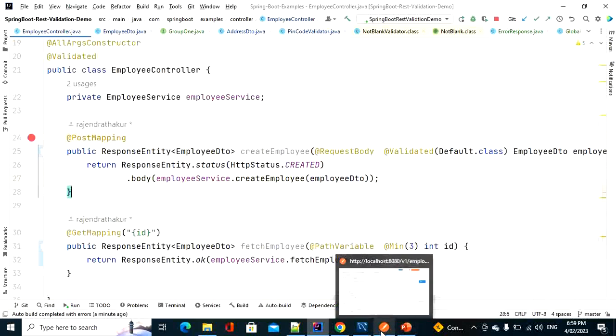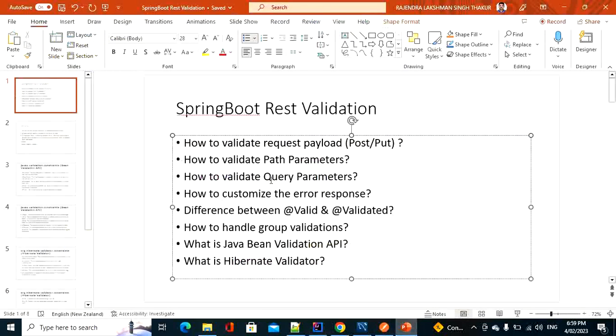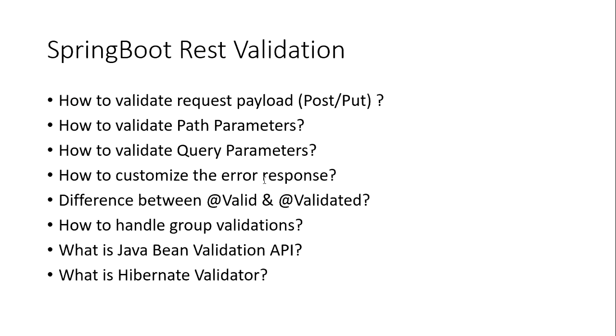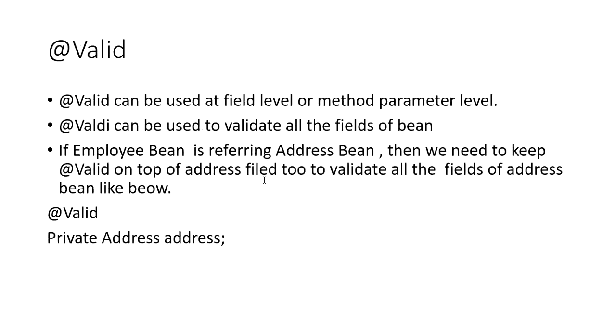So now we'll summarize all the learned concepts. So this is @Valid. This can be used at the field level or method parameter level. So we have annotated within the bean and also at the method parameter level. Basically @Valid will validate all the fields of the bean. In case a bean has one more inner bean, then to validate those fields also, we need to annotate @Valid on that inner bean.